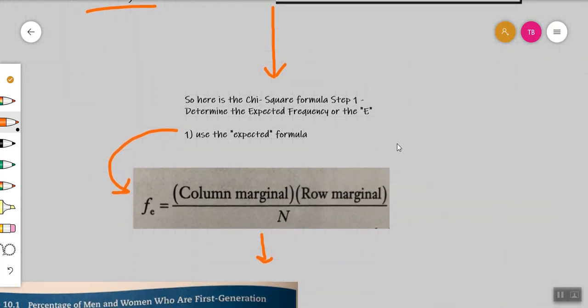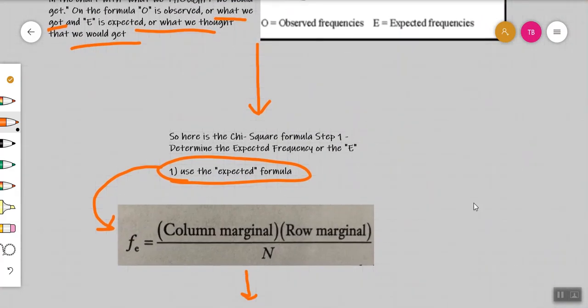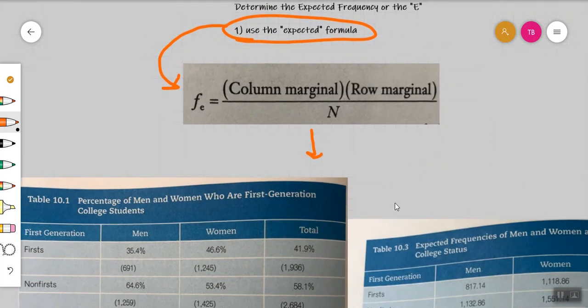So here's the chi-square formula, step 1. Use the expected formula. So with any of these questions, before you could actually go in and fill in this chart, you're going to need to calculate the expected. So here's what we're going to do.